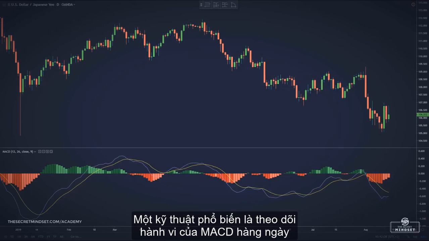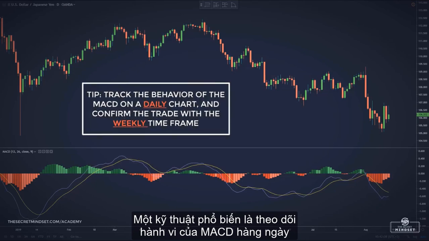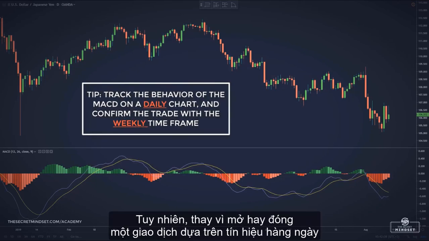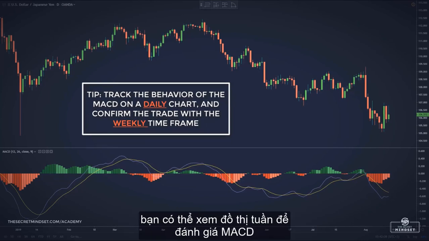One common technique is to track the behavior of the MACD on a daily basis. However, instead of entering or exiting a trade based on a daily signal, you could refer to the weekly chart to see where the MACD is.